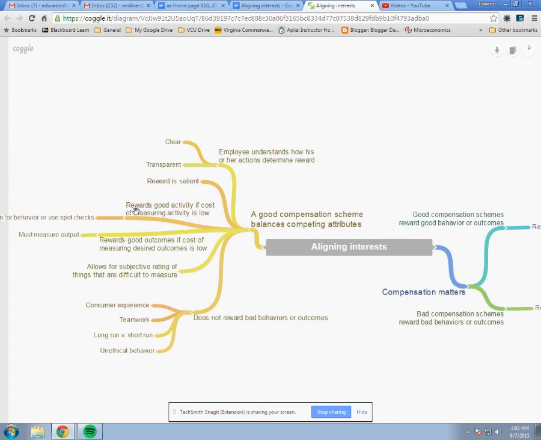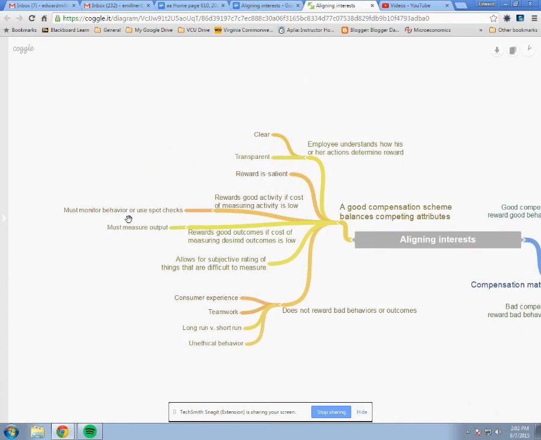Another point is you should reward good activity if the cost of measuring the activity is low. If you want people to show up on time, reward them for showing up on time. This means that you must monitor behavior or use spot checks to make sure that the people are doing what you want them to do. On the other hand, you should reward good outcomes if the cost of measuring desired output is low. I'll give you an example of the difference. You might reward a salesperson if they make 10 calls a day. Or you might reward salespeople based on their sales.